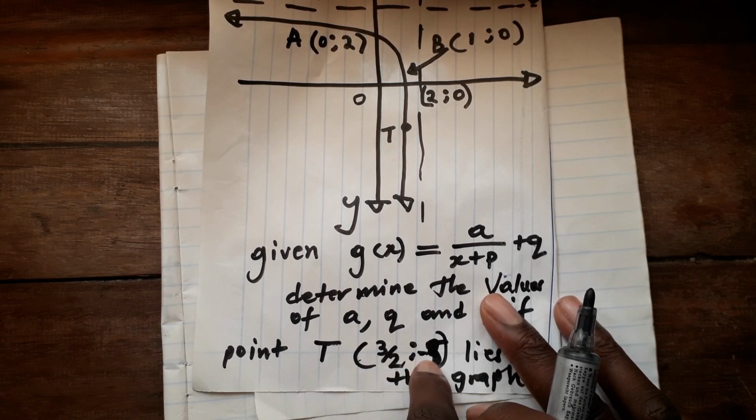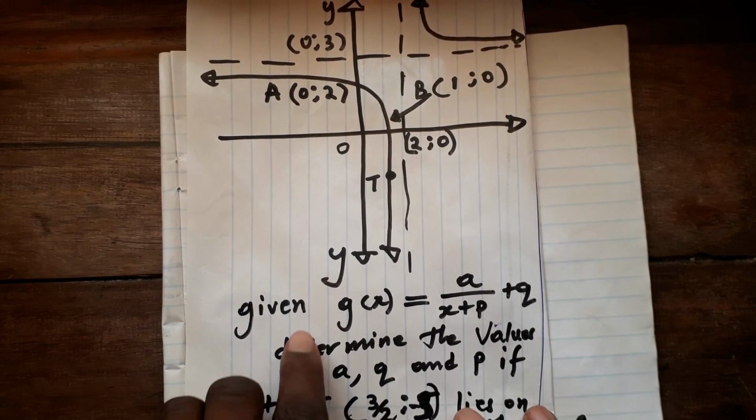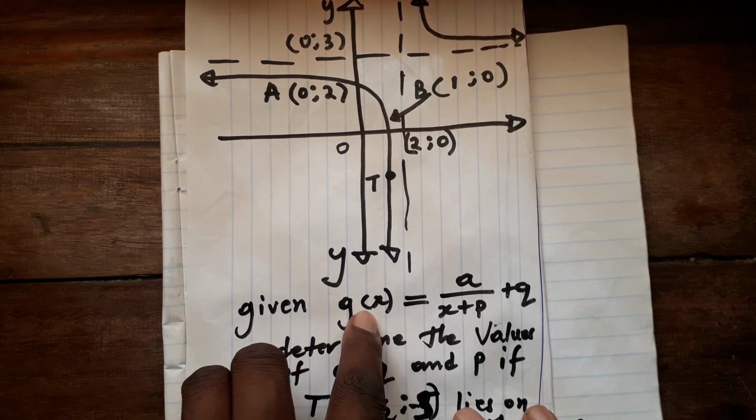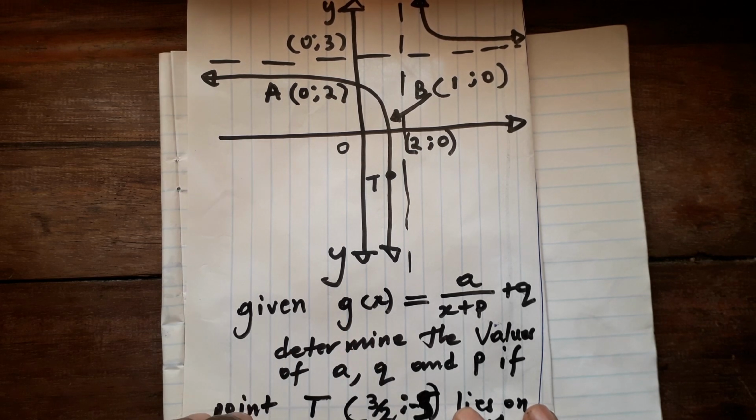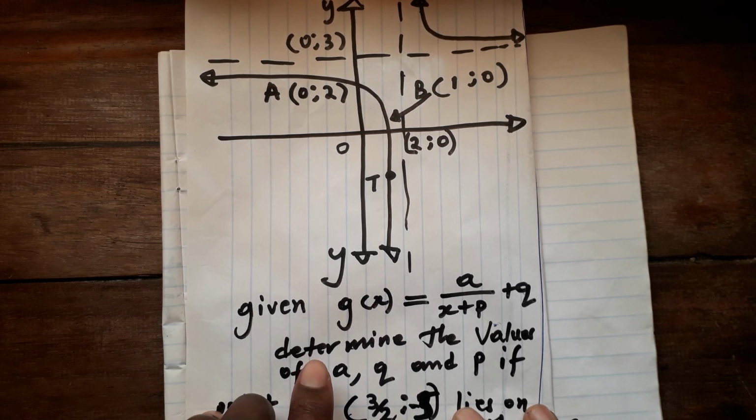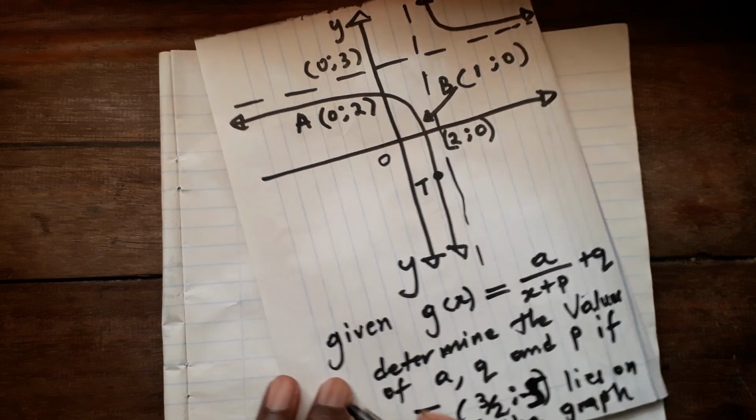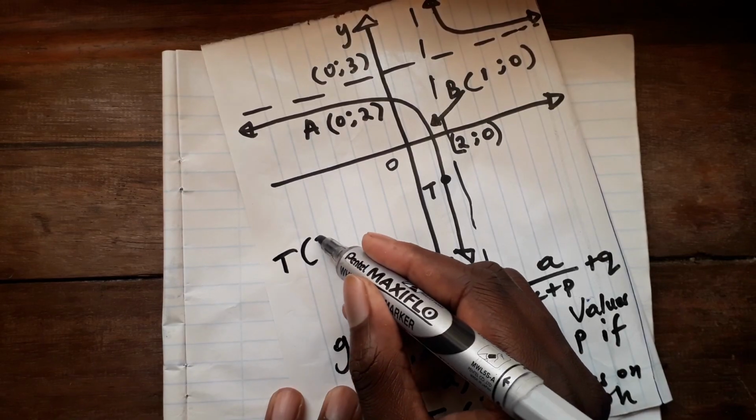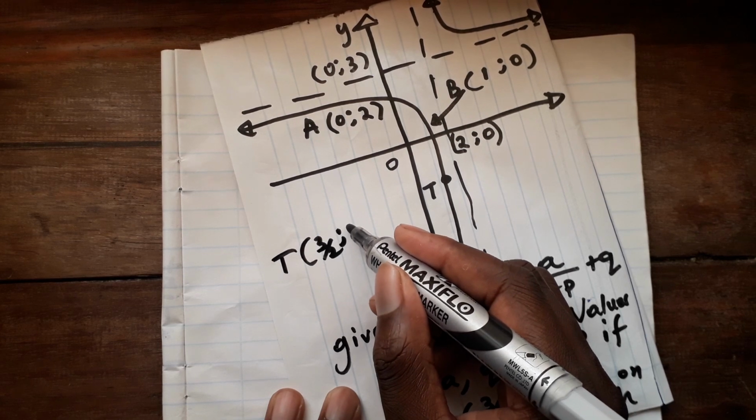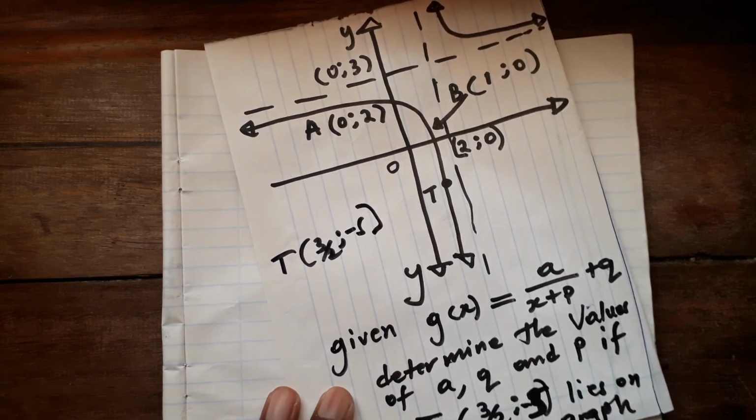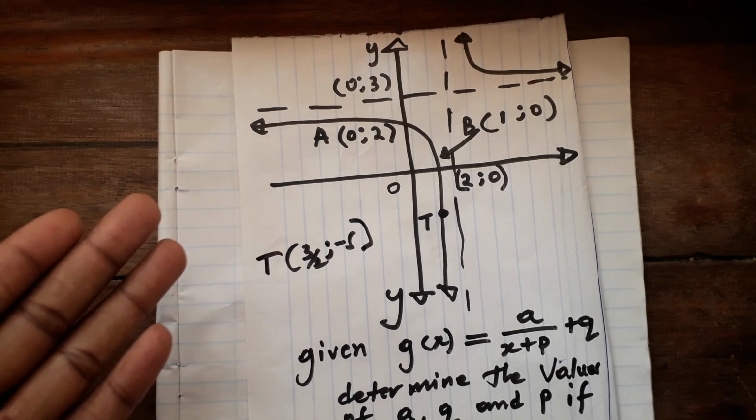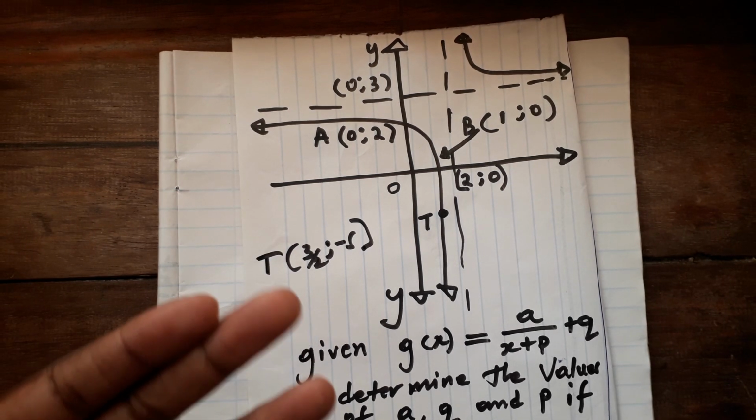3/2 and negative 5. The question says, given g of x equals a divided by x plus p, plus q, determine the values of a, q, and p if the point T lies on the graph. How are we going to solve this one? Sorry, T, this point, if you can't see this coordinate, T is 3/2 and -5. Okay, I'm going to show you how to get the equation of this function.